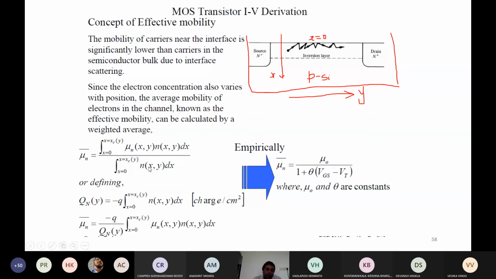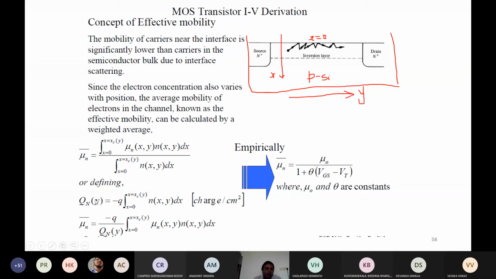Further, the average of the electron concentration is also taken. It means this is divided by the electron concentration. First the mobility is multiplied by the electron concentration and integrated from x equal to 0 to xc, and then we also integrate the total number of electrons from x equal to 0 to xc. In this way we are finding the average mobility. This average mobility is in general given by a typical relation, but here we are integrating and finding it.